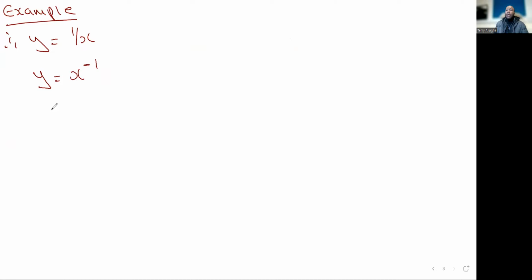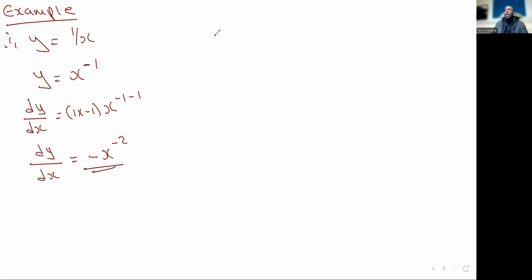Now we can apply the power rule to solve this. dy over dx will be equal to, you bring down minus 1. Because there's a 1 here, it's going to become 1 times minus 1. Then x to the minus 1 minus 1. So dy over dx is going to give you minus, 1 times minus 1 will give you minus. You have x to the minus what? 2. And that should be the answer for that.